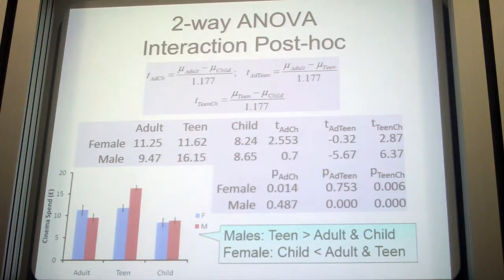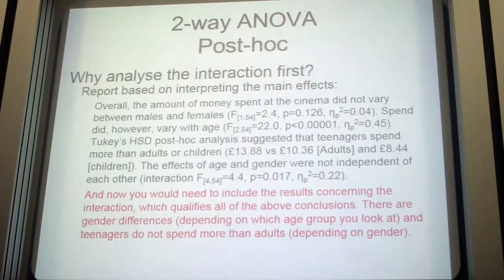Okay, so for males, the teen is greater than the adult and child. For females, the child is less than the other 2 groups. And we've also got the gender effect. So there's for teens, males are higher than the female, but not for the other 2 groups. So now, having done all of that, we put it all together. Okay. So here's one way of doing it, and we'll hopefully let you see why we do the interaction terms first.